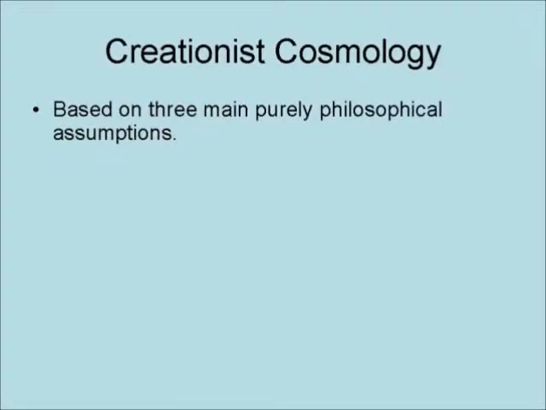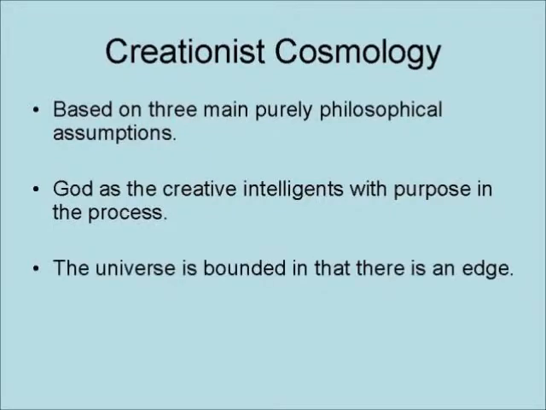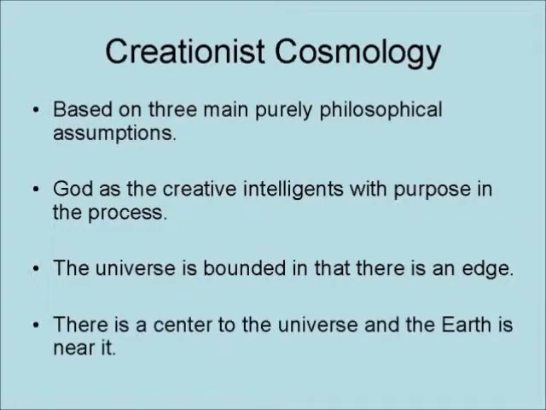Creationist cosmologies tend to also be based on three main philosophical assumptions. God has the creative intelligence with purpose in the process. The universe is bounded in that there is an edge beyond which there is no matter. And finally, there is a center to the universe, and the Earth is near it. Now, this is not geocentric, because the universe does not rotate around the Earth.